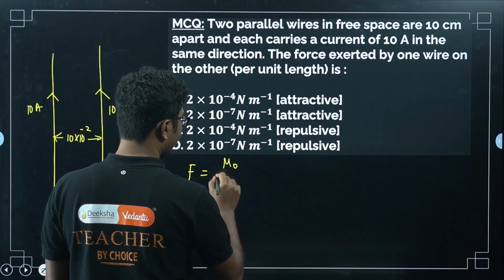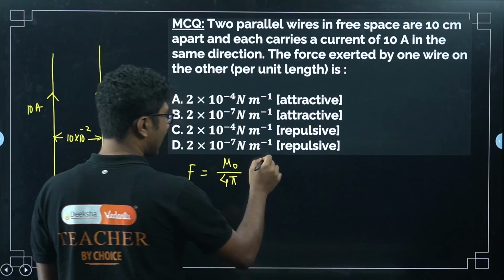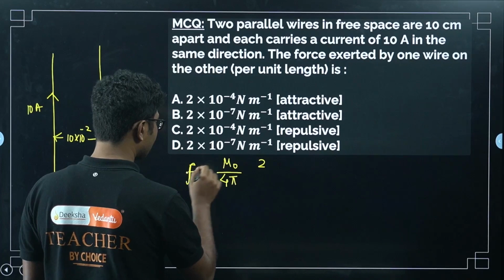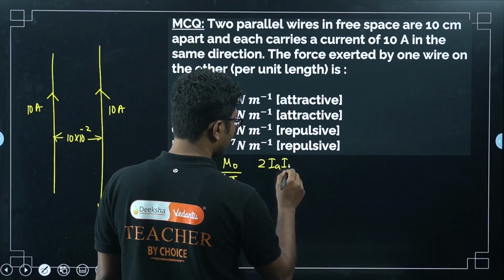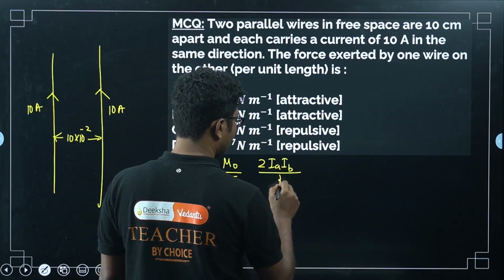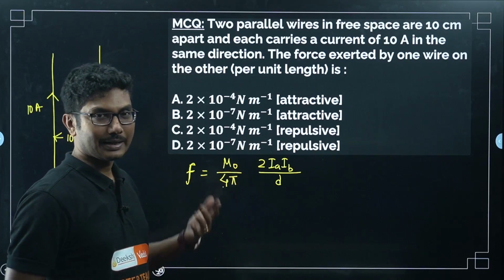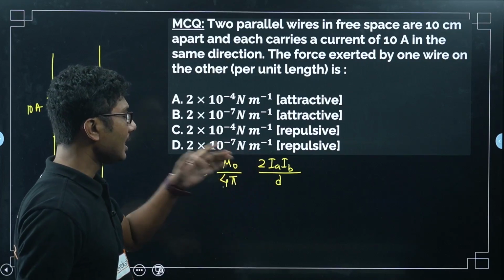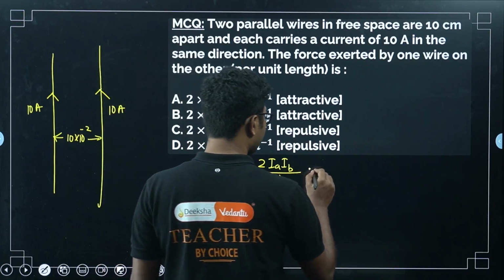Mu naught by 4 pi. I have written it like this so that you don't get confused. Force per unit length, so small f, equals mu naught by 4 pi times 2 Ia Ib divided by d. I have written 4 pi here and 2 here. You can cancel and get confused, but mu naught by 4 pi as a whole is easier to remember. That's why if you remember 2 Ia Ib by d, your life will be much easier.